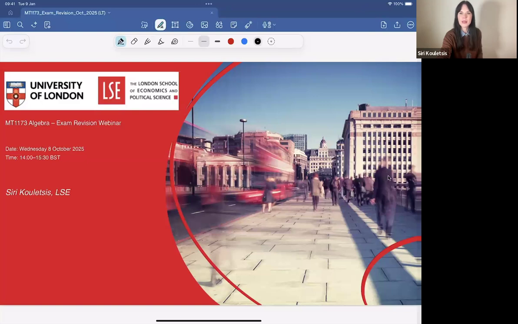What we're going to be focusing on today is solving exam style questions. And I'll be doing that live so that you get more examples of how to write and structure your answers in the exam.